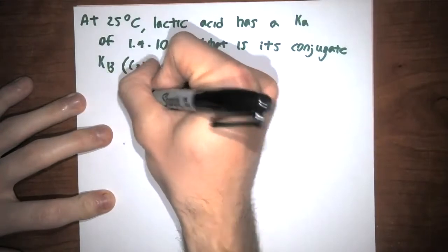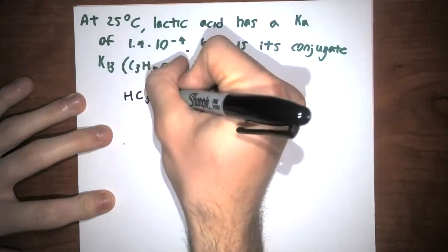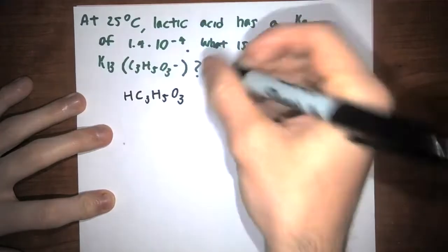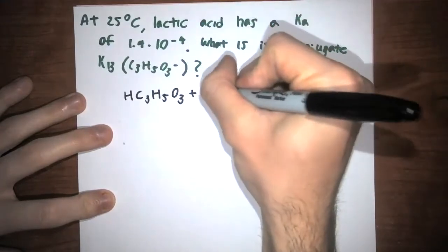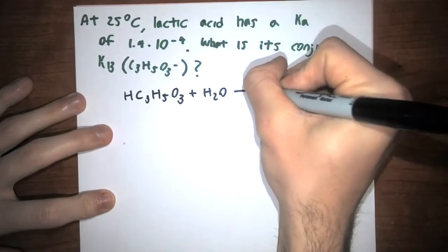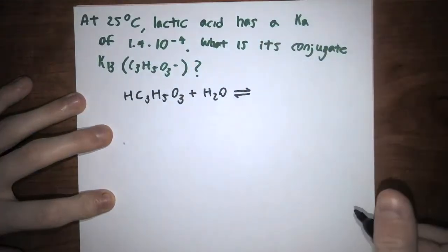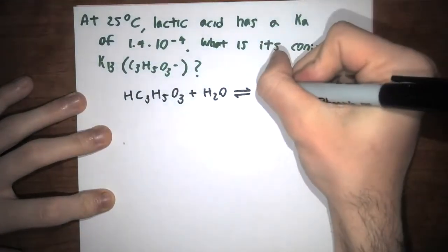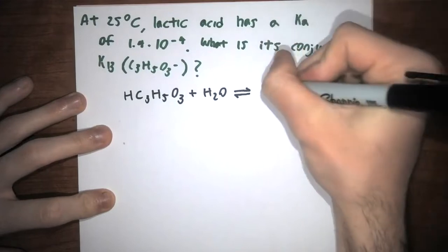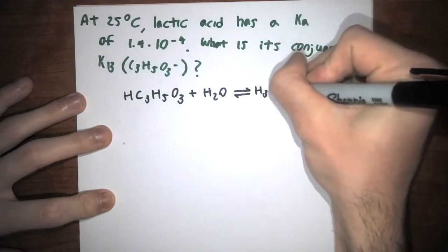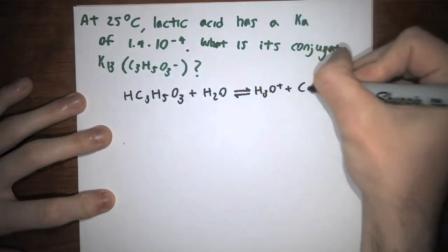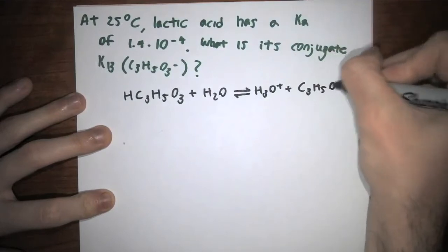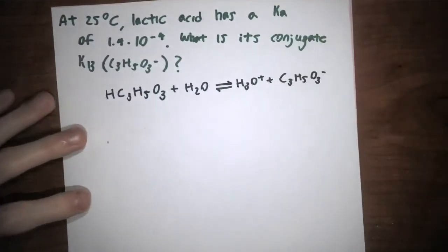So we would have HC3H5O3 plus H2O. Again, it's acid-base equilibrium, so we have the double arrows. You guys should be used to that by now. And then we have H3O plus and C3H5O3 minus. This is the first step to every problem.